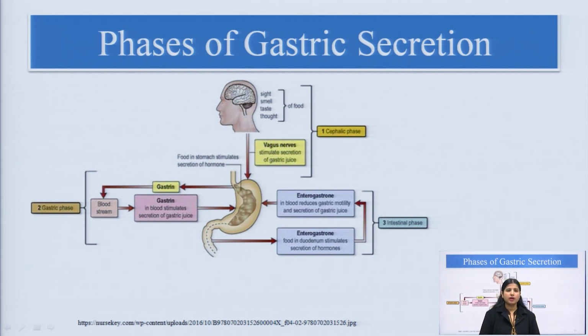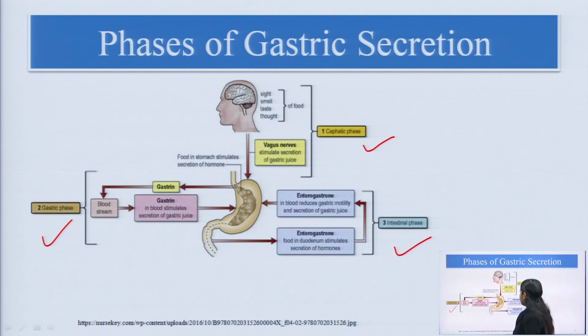Now, this is one conclusive diagram in which you can see all of these 3 phases. So, let us understand this diagram. There are 3 phases: the first phase is the cephalic, the second phase is the gastric phase, and the third phase is the intestinal phase.